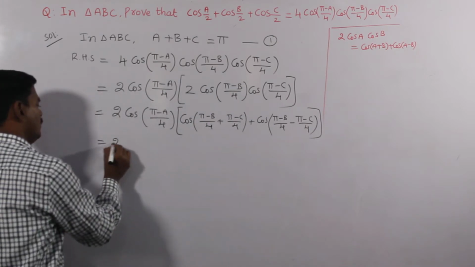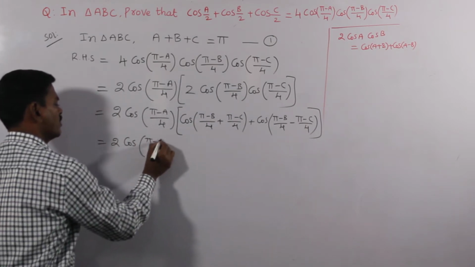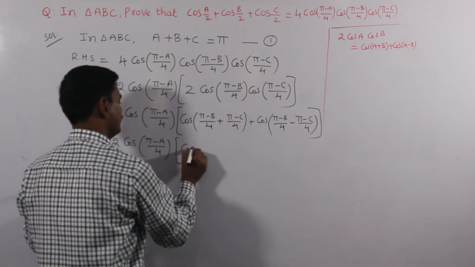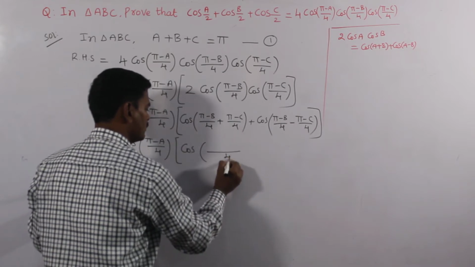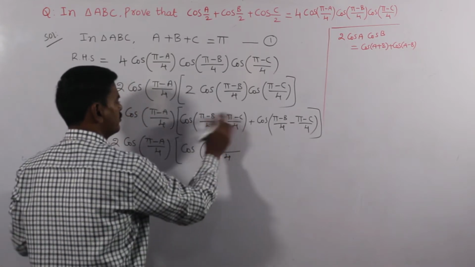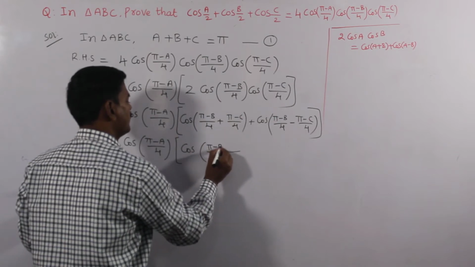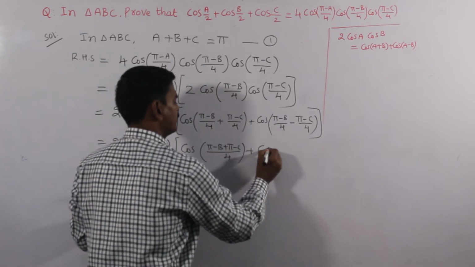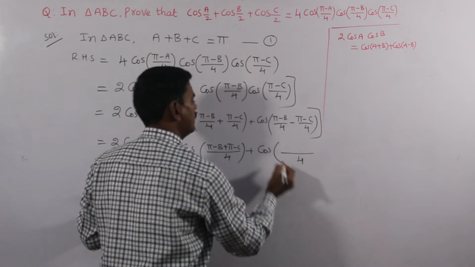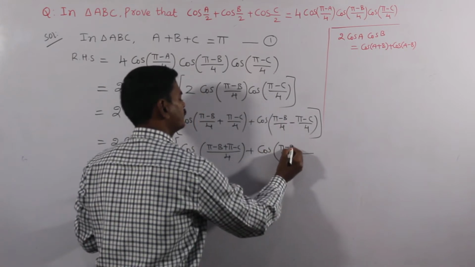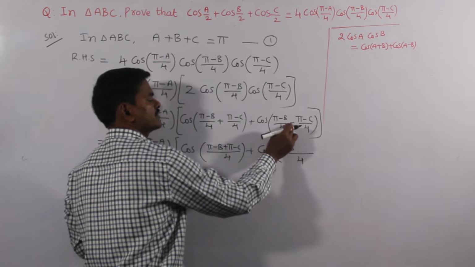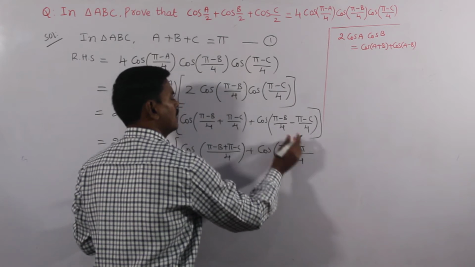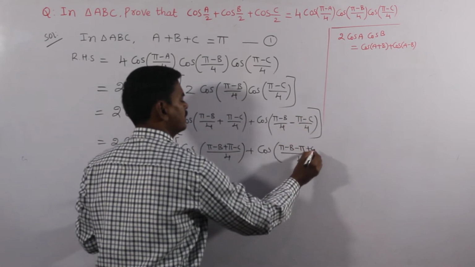Now write this term same, 2 cos((π − A)/4) into, now the simplification: the denominators are equal, so we can write the same denominator 4. Now the numerators can be added directly: π − B + π − C, plus cos of, with LCM 4, π − B. Now this minus is applicable to both the terms. On applying minus to both the terms, minus into plus is minus π, and minus into minus C becomes plus.